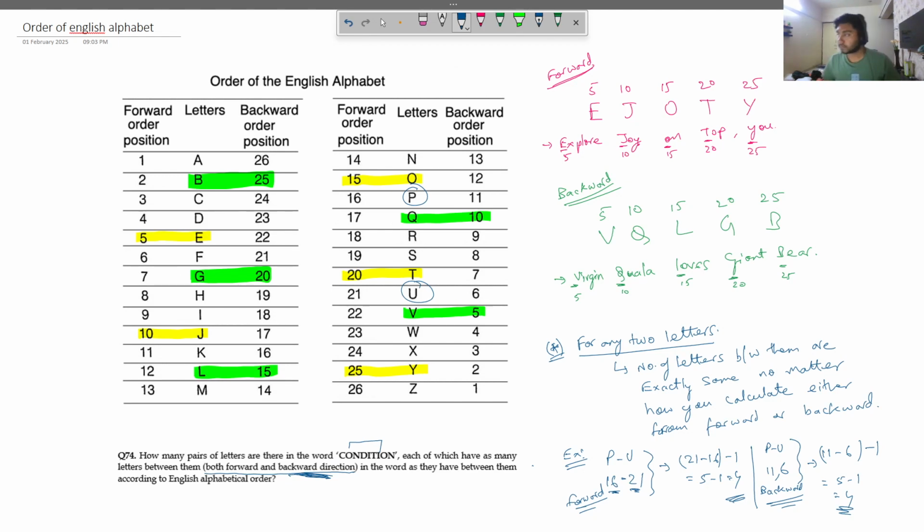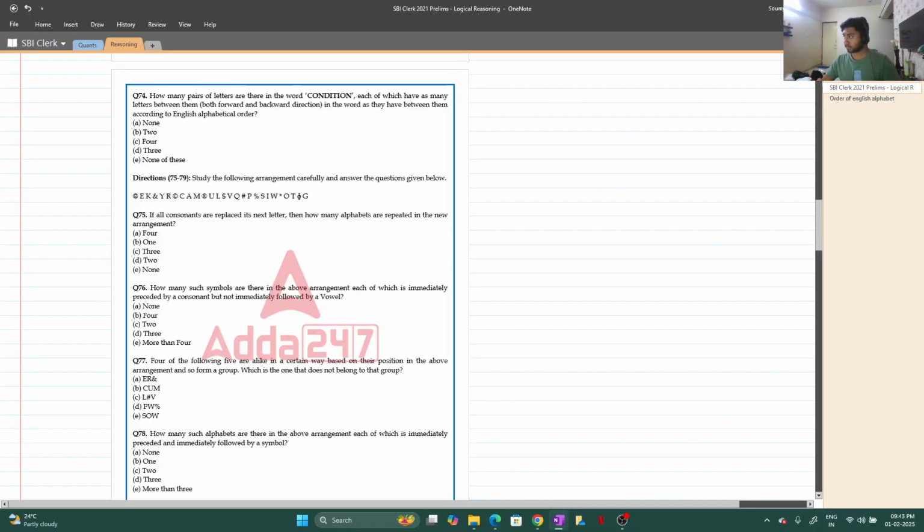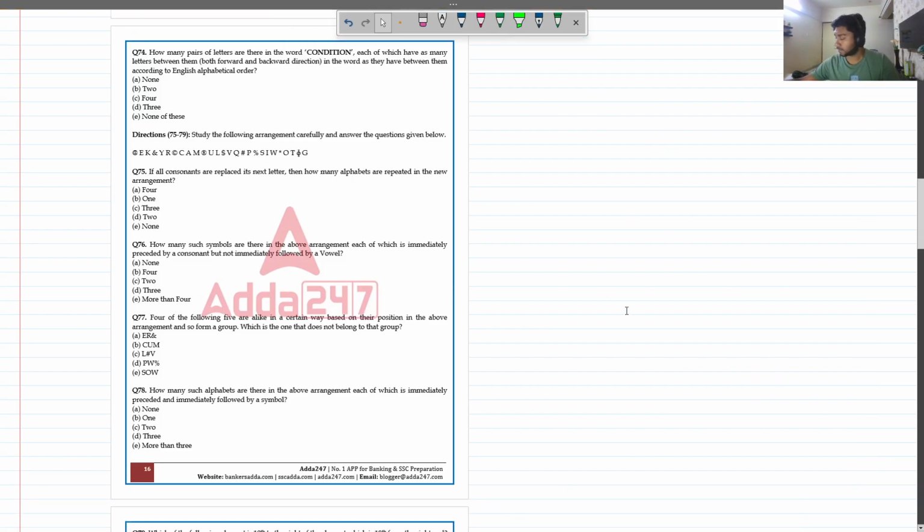Okay, keeping this in mind, let's see the question. How many pairs of letters are there in the word "condition", each of which have as many letters between them in both forward and backward direction in the word as they have between them in the English alphabetical order?